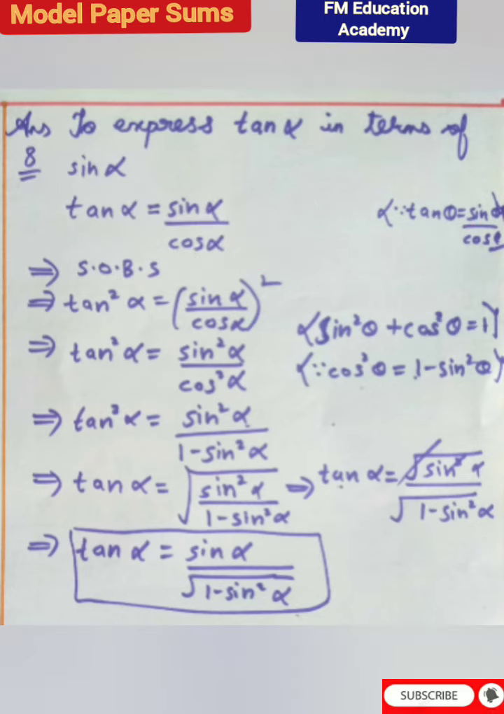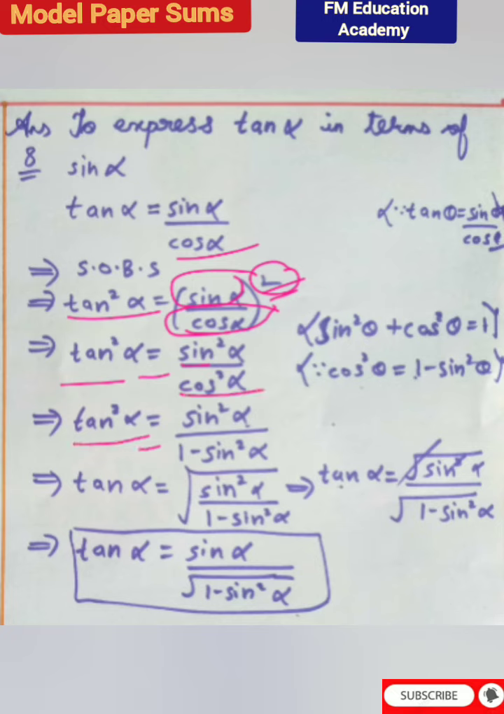Why are we squaring on both sides? We know there is a trigonometric relation: sine square theta plus cos square theta is equal to 1. That is why we are squaring. It will become tan square alpha is equal to sine alpha by cos alpha whole square. So tan square alpha is equal to, this square belongs to the numerator sine alpha as well as the denominator cos alpha, so sine square alpha by cos square alpha. We'll keep sine square alpha as it is because we need it in the final answer, but we will change cos square alpha.